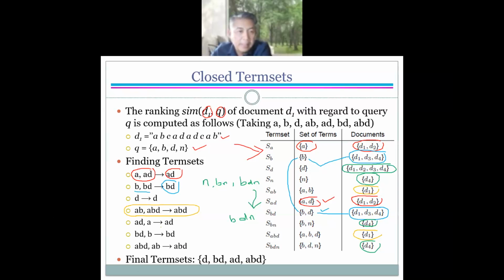For the remaining, this is similar to that, this is similar to this, and this is similar to that. So basically we have all of this. Now the final term set is only AD, ABD, and then D and BD. Only these four because this is the same, this is the same, and these are the same. So 1, 2, 1, 2, 3, and 4.